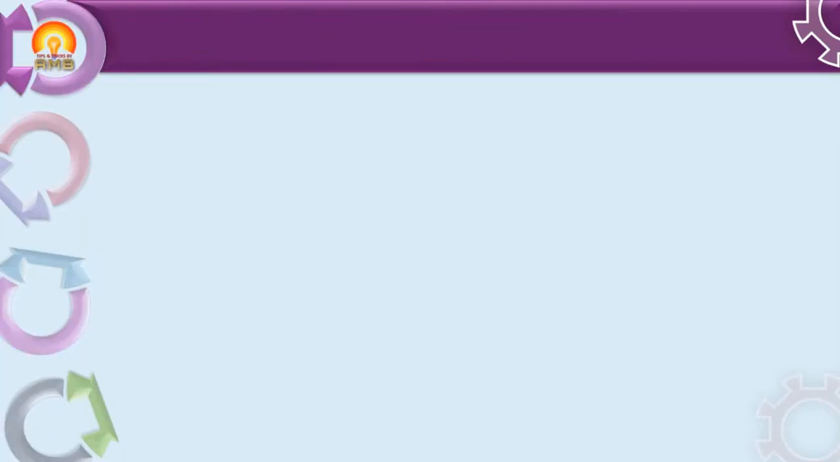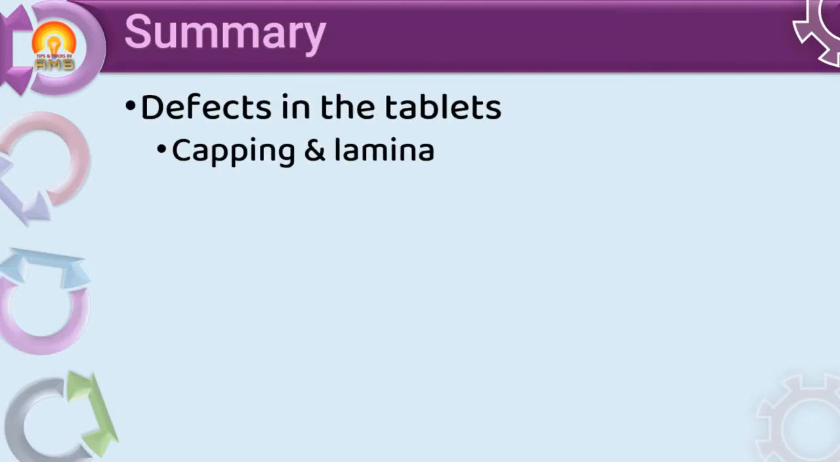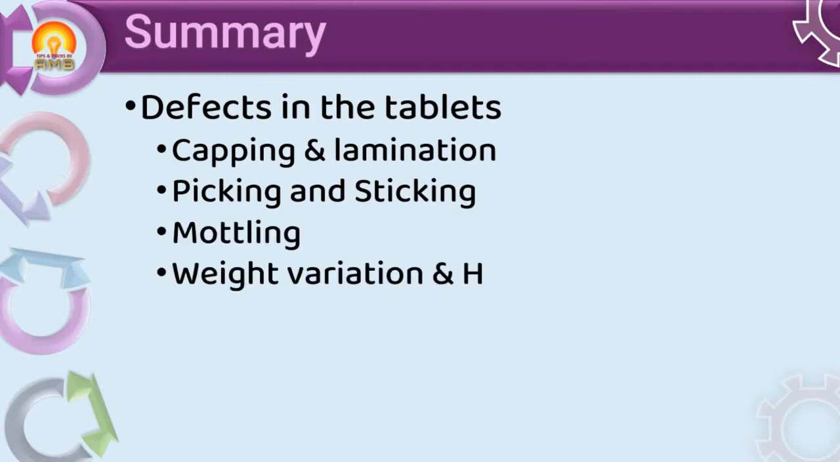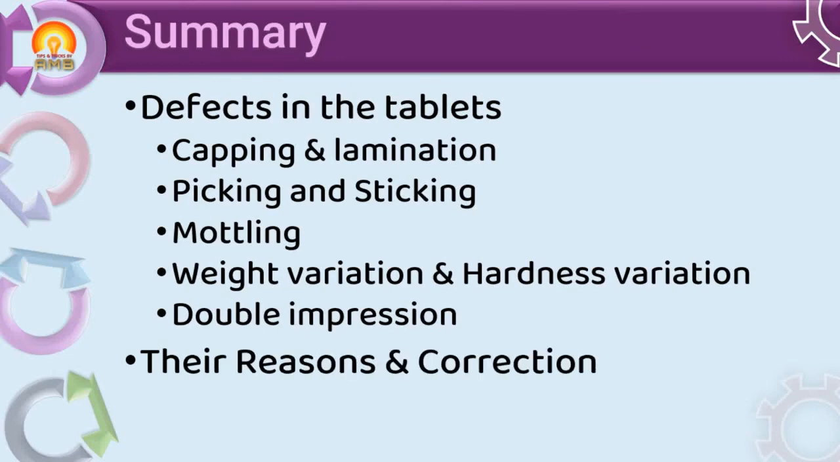Now it's time to summarize this session. In this session, we discussed various defects of tablets like capping and lamination, picking and sticking, mottling, weight variation and hardness variation, and double impression. We discussed their definitions, reasons behind their occurrence, and remedial measures to correct these defects.